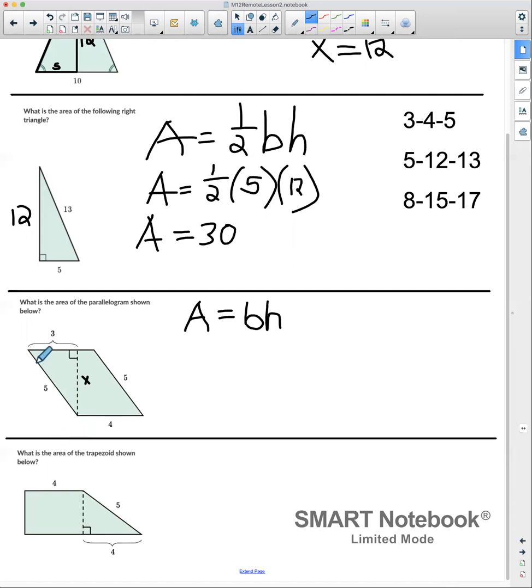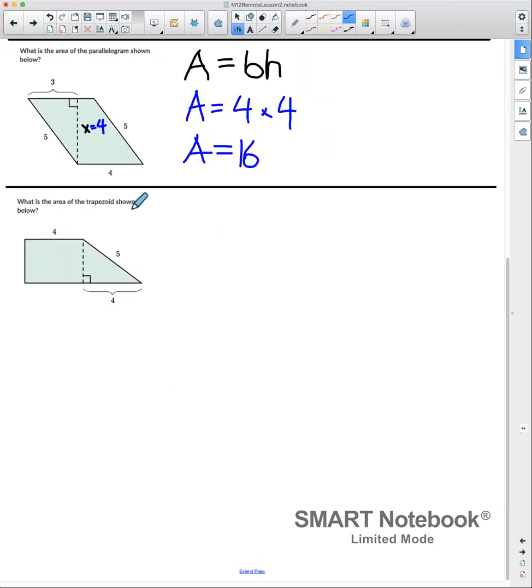So if you look over here, they made a triangle. Okay, it's 3, this side of 3. I'm missing this, and then 5. So it's going to refer back to our 3, 4, 5 triangle. So x is going to be 4. Okay, if you didn't know that, you just use the Pythagorean theorem to find out. So now I know the height. Okay, the base is 4, so area is equal to 4 times the height, which is 4 again. So area is 16. Okay.